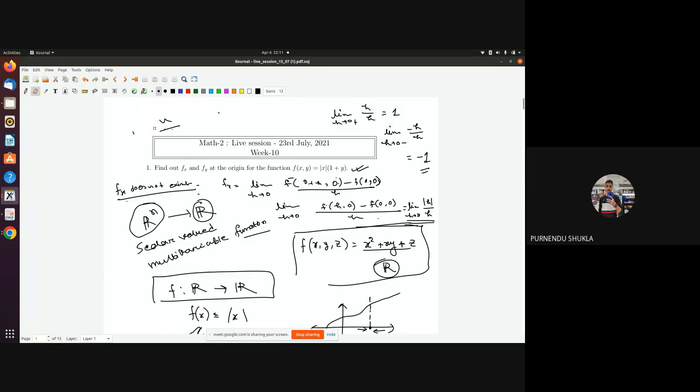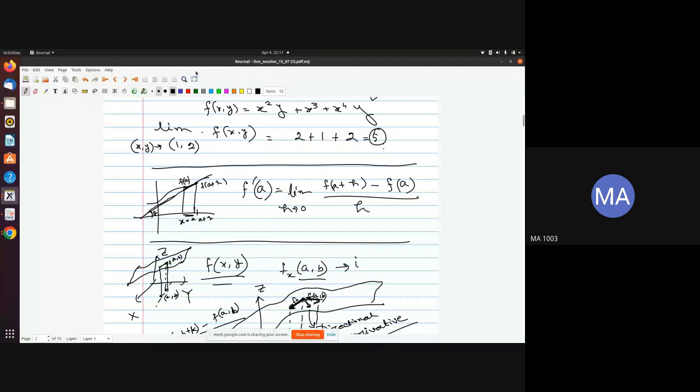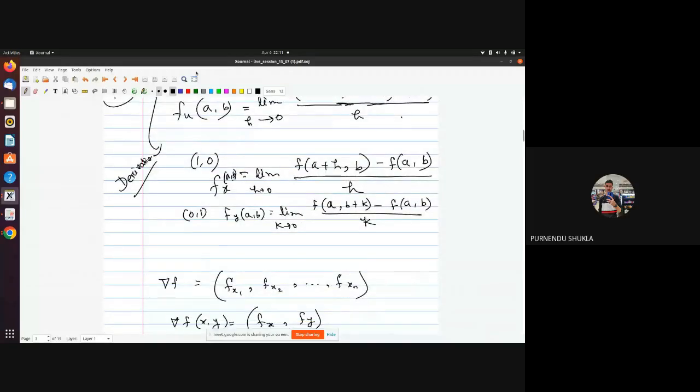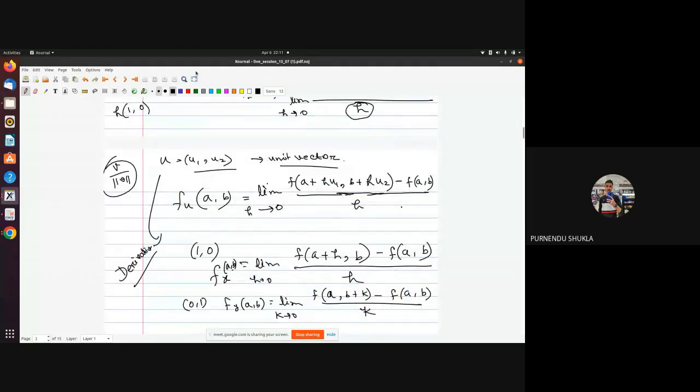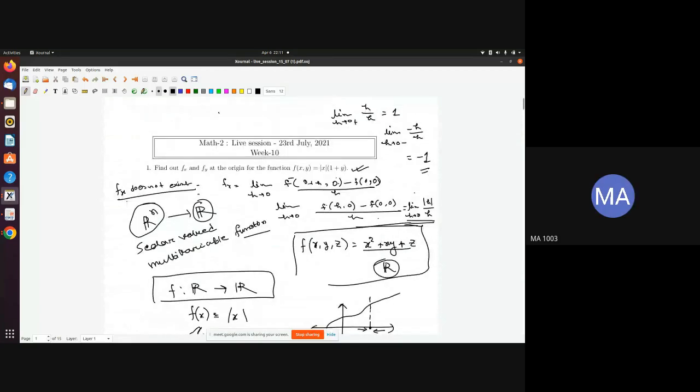Sir, this is the definition, right? The limit as h goes to 0 of f of 0 plus h comma. For the directional derivative, I have given the definition. No? Oh, the directional derivative formula we have. Okay. This one. I think for the same function you can check fy also. Right? I am not doing that.